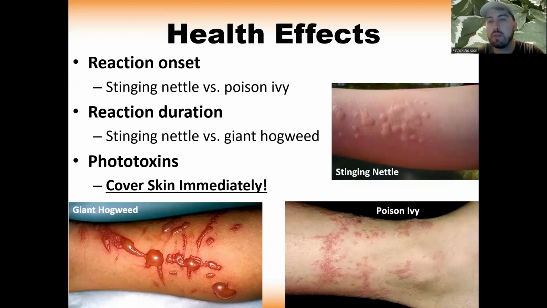With the phototoxins, one of the key things, if you've been through a patch of giant hogweed or cow parsnip or wild parsnip, you want to cover up your skin immediately to limit that reaction with the sunlight, and that can help prevent significant burns and then get to an area where you can clean off appropriately and potentially seek medical attention.